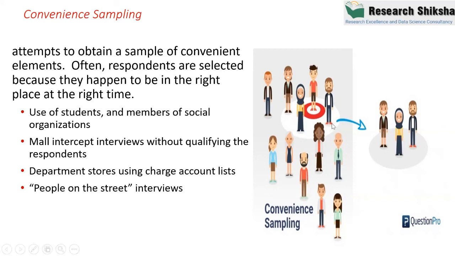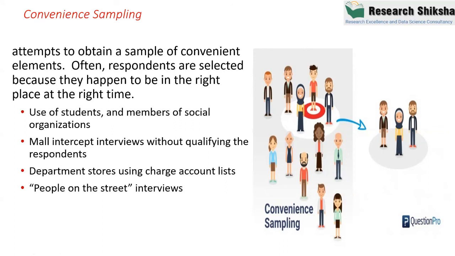Convenience sampling. You can see that this person standing in the red circle has three persons approachable to him, so he collects the data from these three people. This method is known as convenience sampling. In convenience sampling, we do not apply our mind to whether I should collect the data from these units or not, and without applying our mind we take the data.